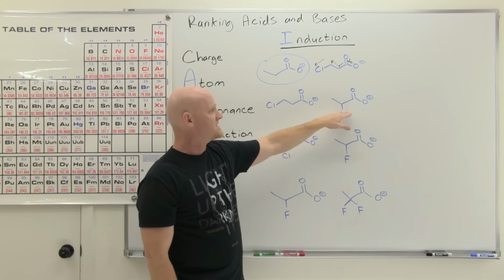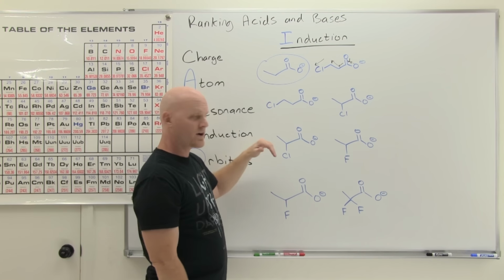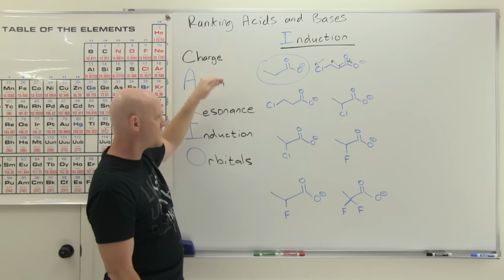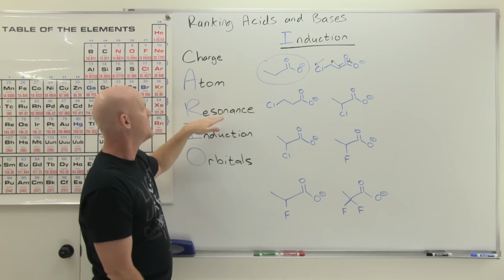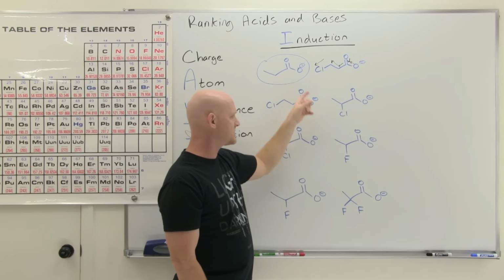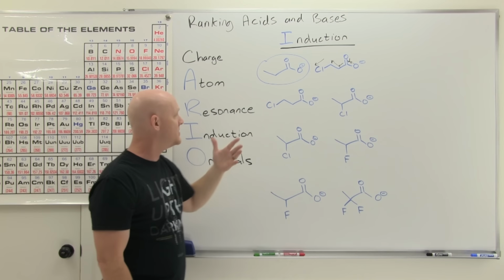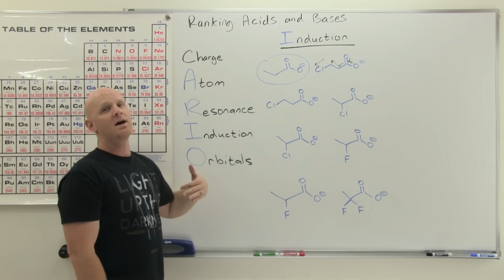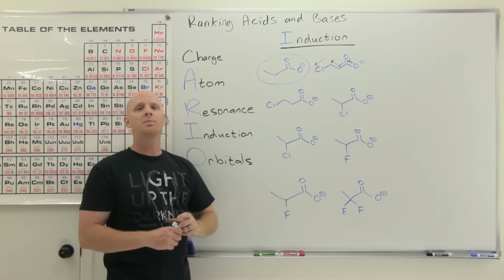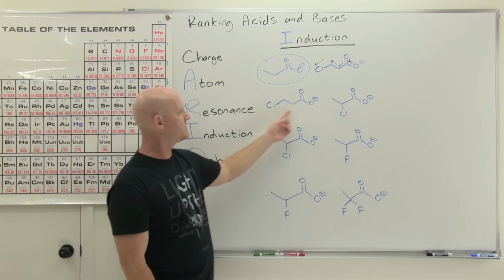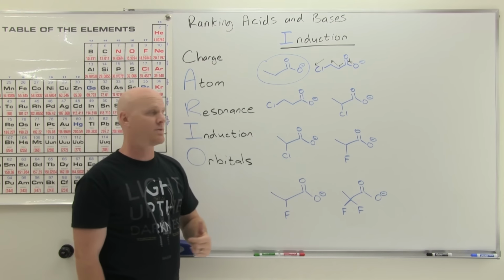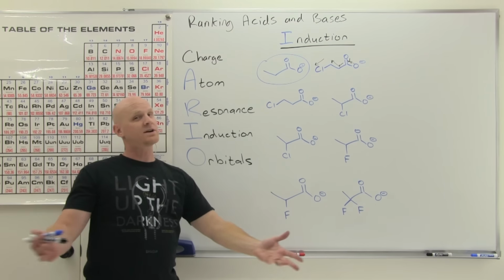All right, in the next example here, so we're going to go through the rules again. Charge, no difference. Atom, oxygen in both cases, no difference. Resonance, stabilized by resonance between two oxygens in both cases, no difference. So we make it to induction. And we ask, do either of these have a helpful neighbor nearby? Well, yeah, they both do. And they have the same neighbor, chlorine, which is equal in electronegativity.